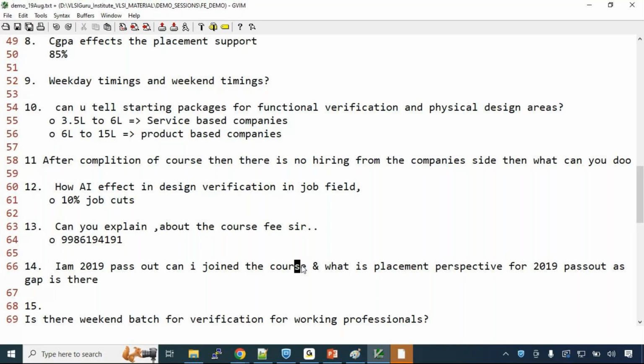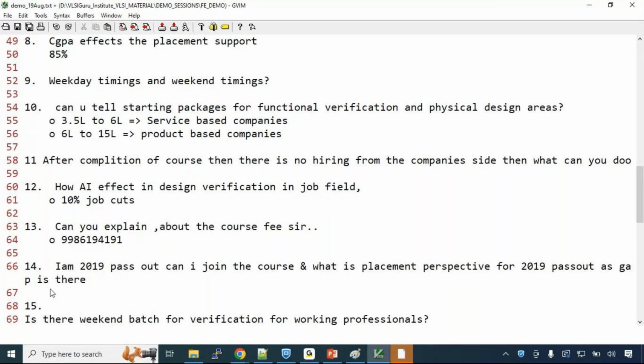Okay, let's say you join the course. What is the placement perspective for a 2019 pass out, as a gap is there? It is still possible to get a job. There are companies who hire people because of the gap only. Actually, I have seen a lot of people getting placed because of the gap. What companies will do is they hire you, they show 2 to 3 years of experience internally in the company itself, then they project you for client projects.